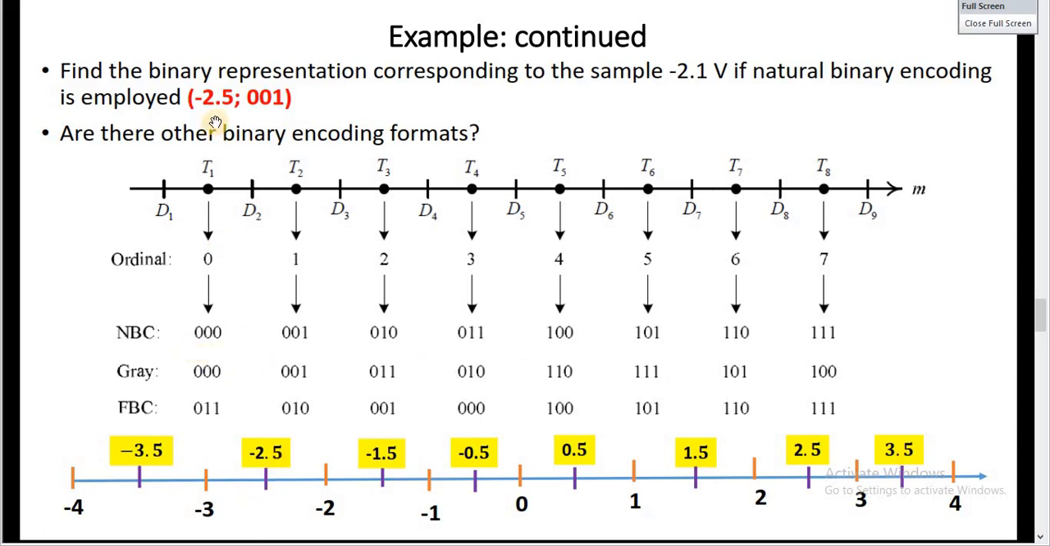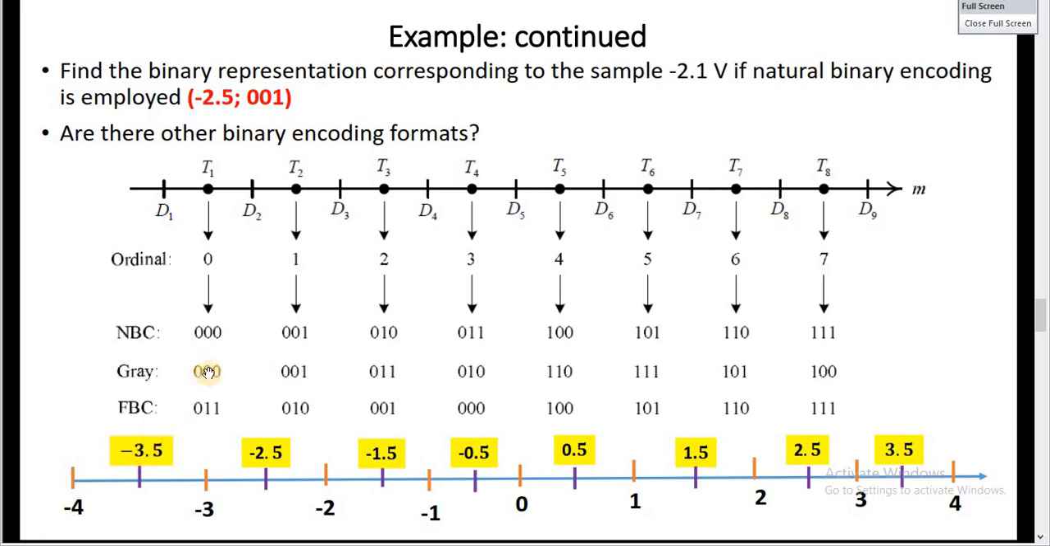The binary representation, or the natural binary representation, for the sample value -2.1 is 001. There are two other encoding schemes, the gray encoding and the folded binary encoding. In gray coding, we have for the first level 000, for the second level 010, for the third one 011. What distinguishes gray coding is that each quantization level differs from the adjacent one by one binary digit.